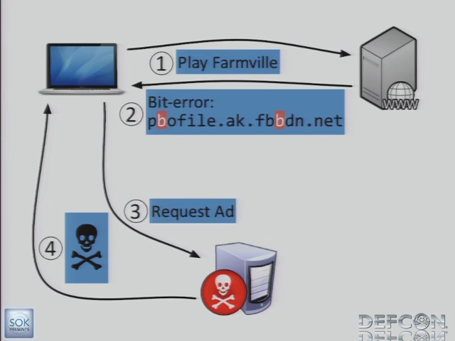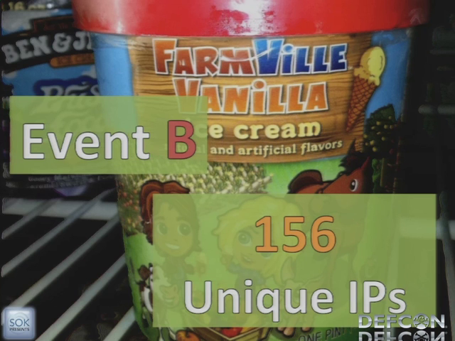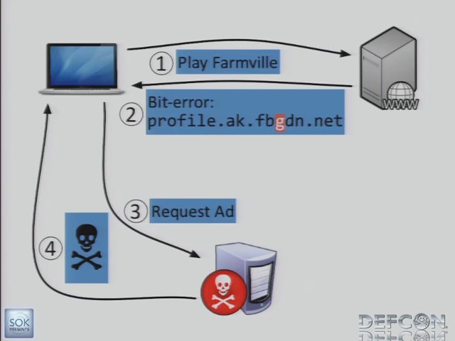Once again, an overview. You're doing nothing wrong, going to play some Farmville. A bit error happens somewhere outside of your control in either Facebook or the Farmville servers. This bit error gets cached, served up to 1,300 people, and those 1,300 people request ads from me instead of from Farmville. And that's event A. Event B was 456 unique IPs, and the cause of that was also Farmville. The reasoning behind it was pretty much the same, except the bit error here was different.